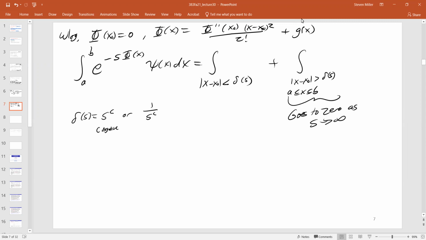We're looking at a slightly different problem here. We're no longer looking at the integrand for the Stirling formula. We're looking at the integral of e to the negative s phi of x. We're looking at moving just a little bit away from the point x naught. If you have s to a positive power, since s is going to infinity, that's a huge movement. So if I'm writing it like s to the c, I have to keep in mind that c is going to be a negative number.